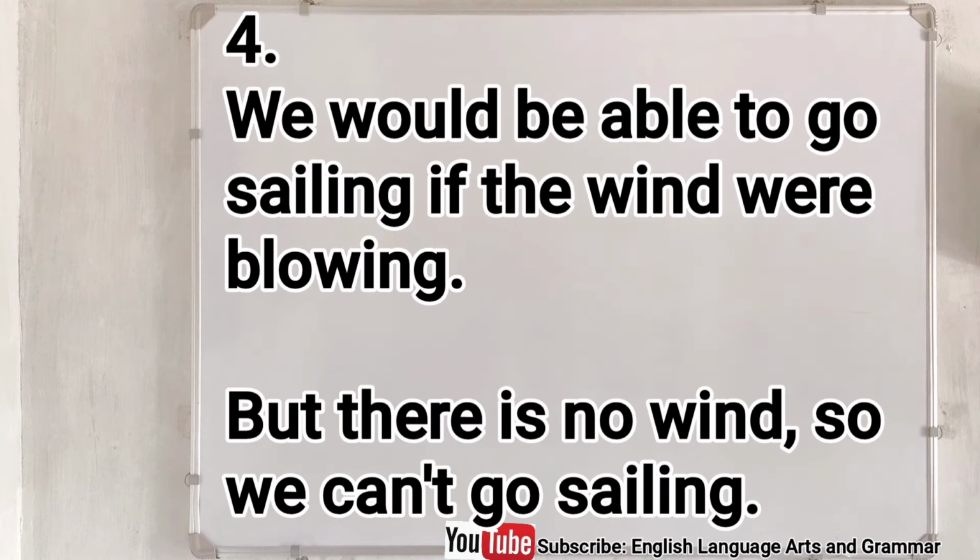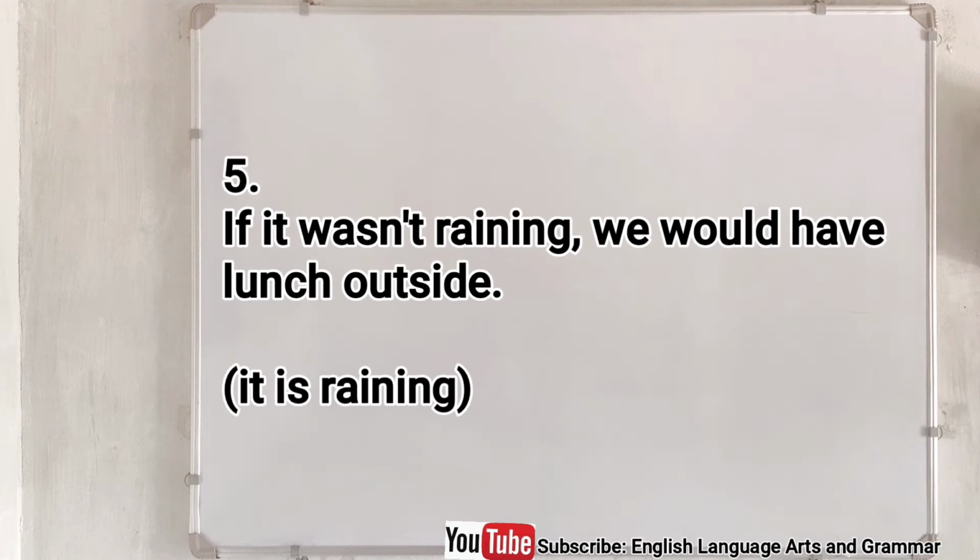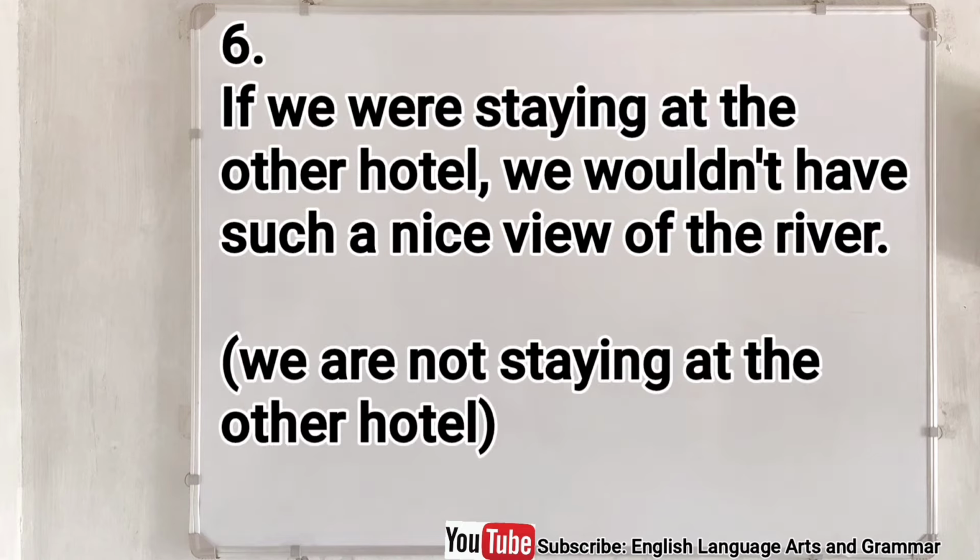Example 4. We would be able to go sailing if the wind were blowing. Example 5. If it wasn't raining, we would have lunch outside. Example 6. If we were staying at the hostel, we wouldn't have such a nice view of the river.